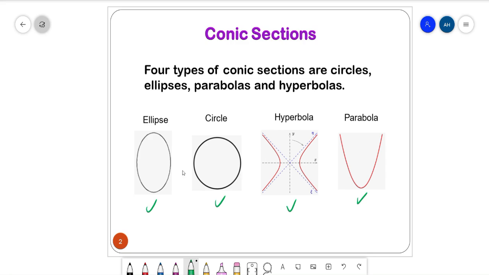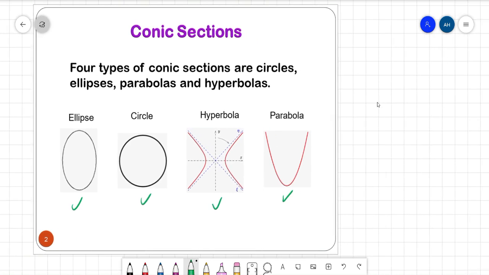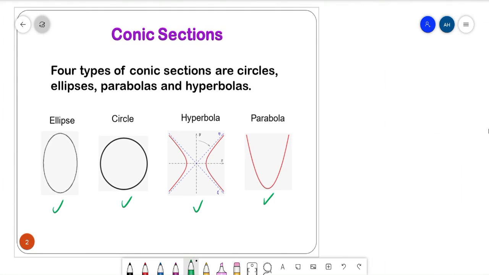Now, maybe here we would like to talk about the orientation of these different shapes. How many orientations does each type of conic section have? For example, for a circle, that is this shape here, no matter how you rotate or reflect a circle, it will still be the same circle. So we say that a circle has only one orientation.